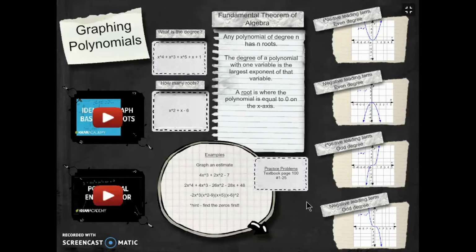Okay, and then I included some examples, just good practice of what I just taught. And then also here are some practice problems from a made-up textbook that would be great to review for a test. And that concludes my lesson on graphing polynomials.